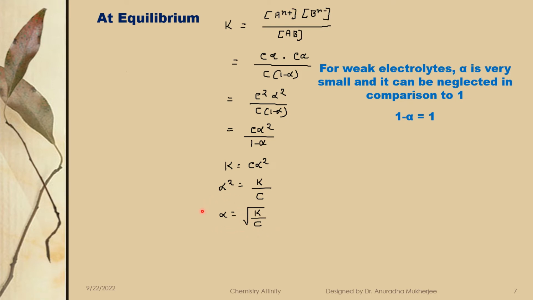Here you can see the degree of dissociation is equal to the square root of the ionic equilibrium constant divided by the concentration of reactant. This equation is known as Ostwald Dilution Law.